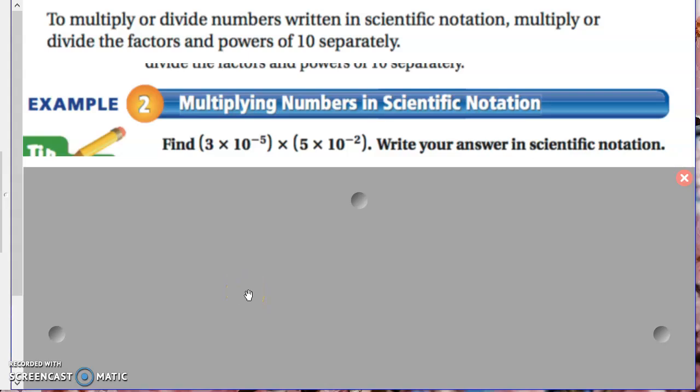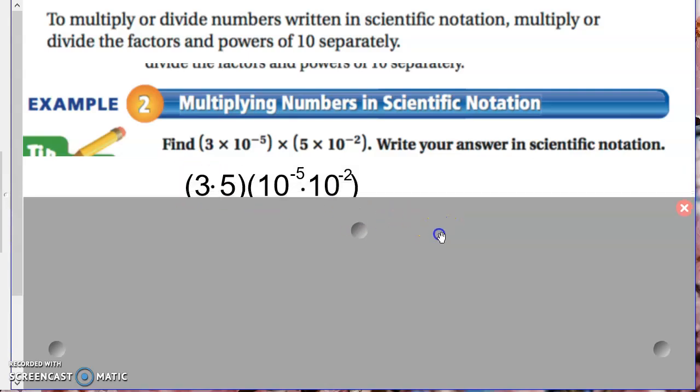Next up is multiplying and dividing, and I find this to be a little bit easier. To multiply or divide numbers written in scientific notation, multiply or divide the factors and the powers of 10 separately. The reason that this is in this chapter is because when you're multiplying numbers with the same base, you add the exponents. And when you're dividing powers with the same base, you subtract the exponents. So that's kind of what we're going to be doing with these ones.